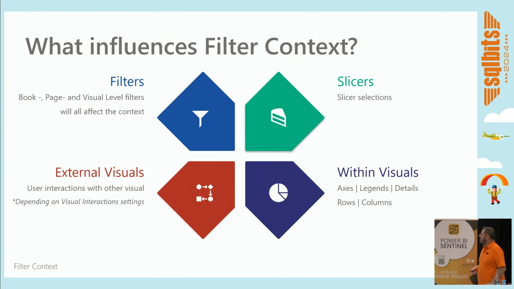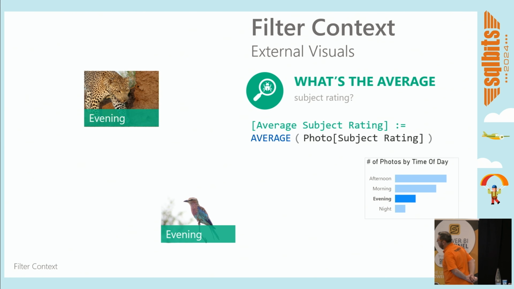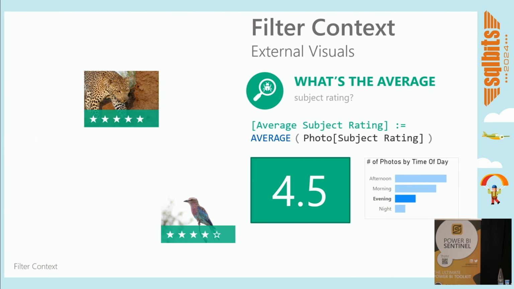Okay, so the last thing that can influence filter context for now is external visuals. So if I have my average score of 3.42, and then I click on the evening axis of the graph, or the category of the graph, it will then create, again, a filter context. It will possibly influence another visual like a card, okay? So I click on something, it introduces another filter context which only applies to the card in this case, and that's what we get our calculation from.